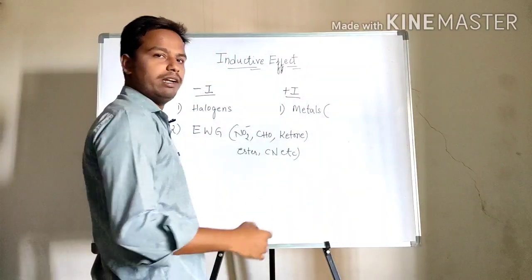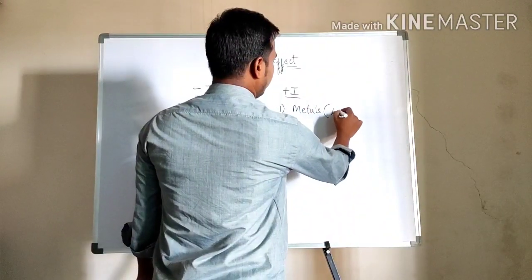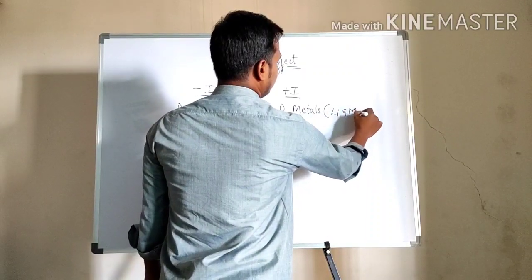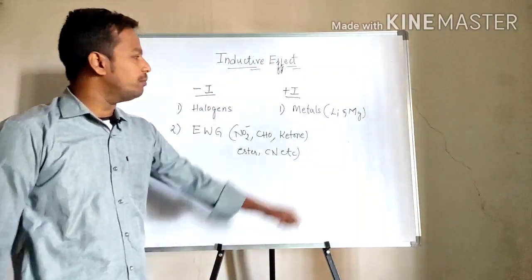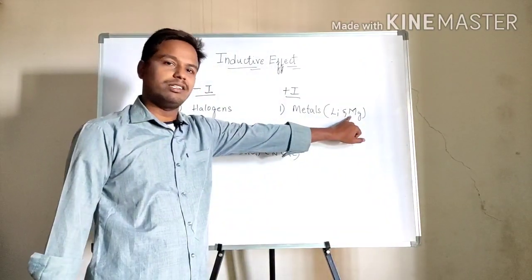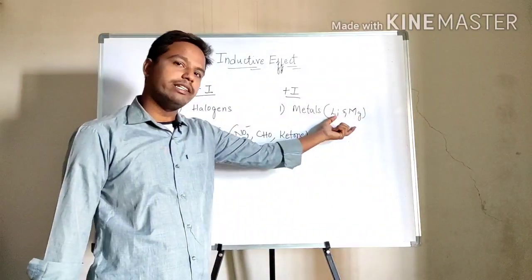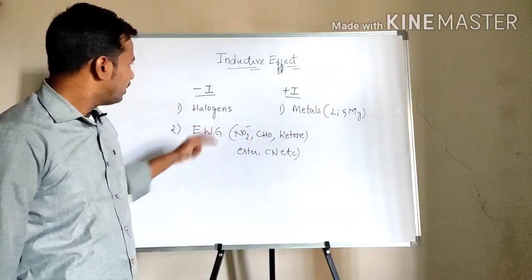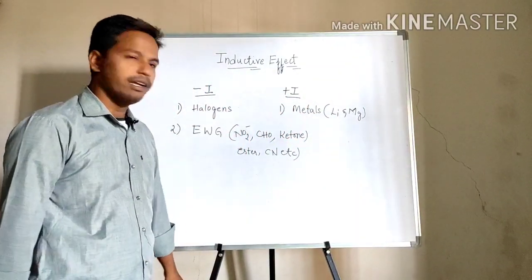Basically the most widely used metals are lithium and magnesium. Lithium means Gilman reagent will come, whereas magnesium means Grignard reagent will come. I will discuss in the reagent part. So these are the minus I as well as the plus I groups.